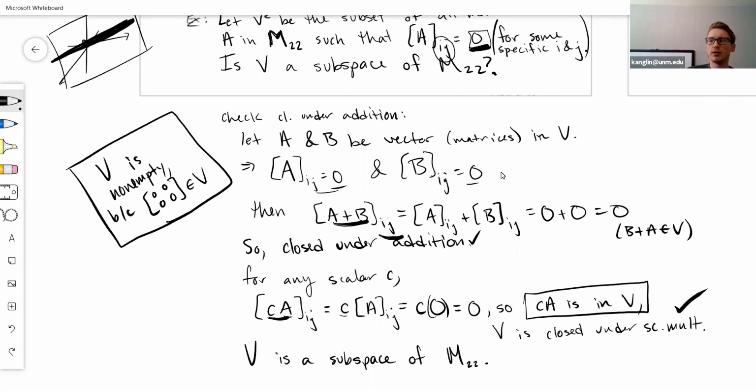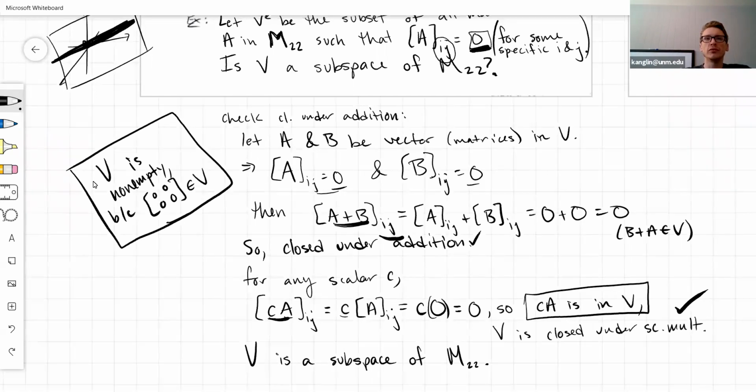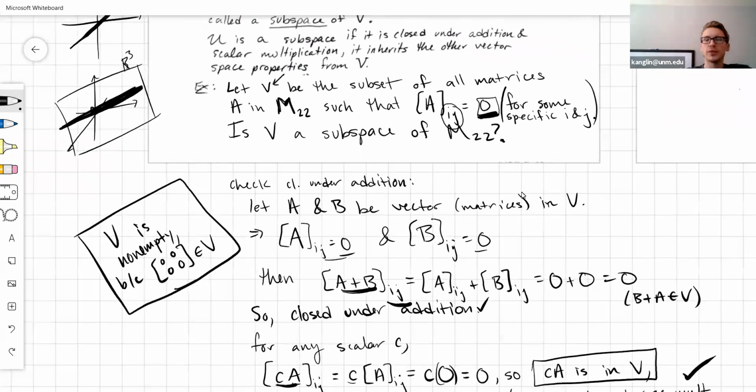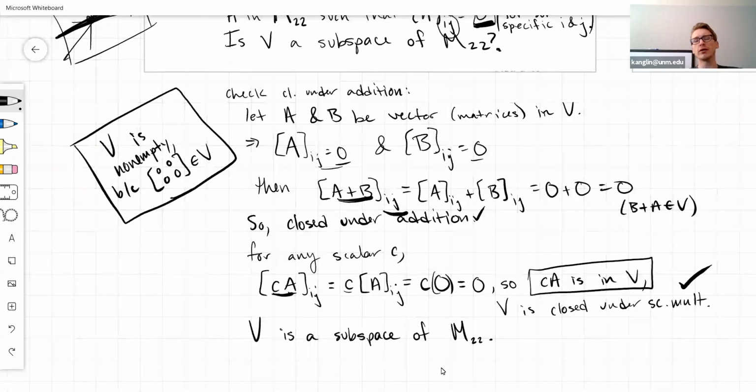Certainly all the vectors, which are really matrices in this case, all the vectors in V are certainly in M22. We said they're all the matrices that are in M22, and they have this specific form. So really all I've shown here is that if you take a set of matrices that all have a certain entry zeroed out, the set of all matrices of that form will in fact be a subspace.